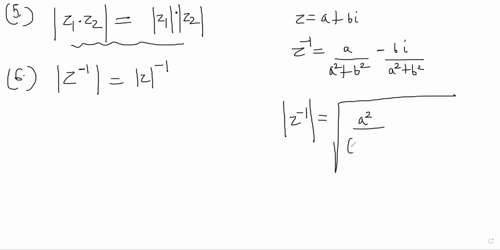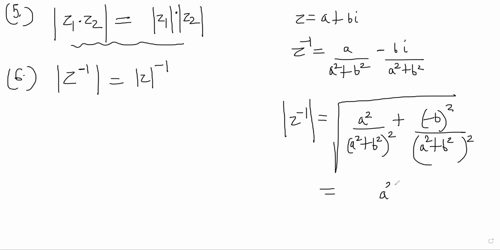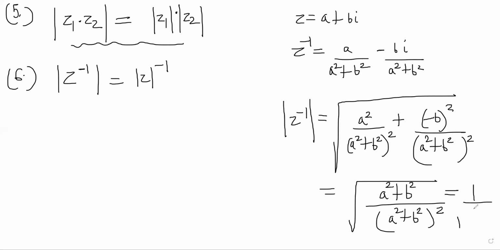So a square by a square plus b square whole square plus minus b whole square by a square plus b square whole square. So this will become a square plus b square by a square plus b square whole square. So that is simply going to be 1 by root over a square plus b square. And that is equal to 1 by mod z, right? Yes, sir. So this identity is true. Here you have an inverse of a complex number and you're taking the mod of that. It is equal to 1 by the complex number's mod.